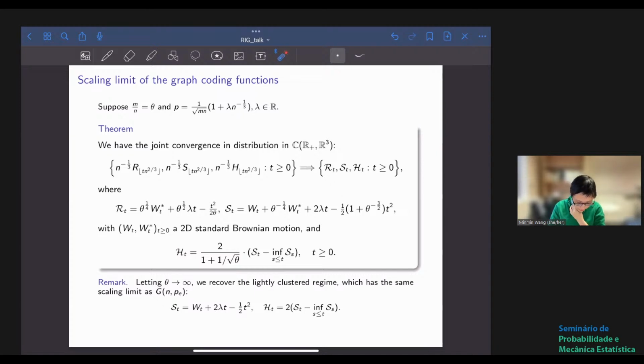Just to double check, as I said, if we send theta to infinity, we should recover the lightly clustered regime, and that regime should have the same limit as the Erdős–Rényi graph. So you can check this is indeed the case.